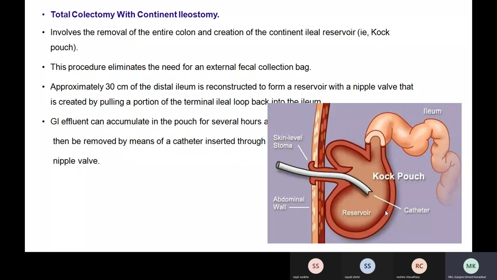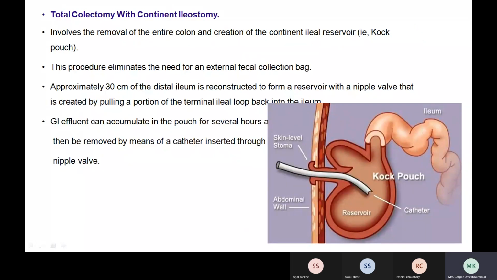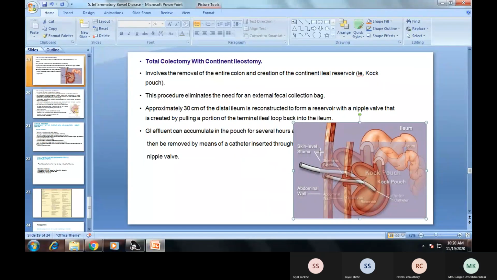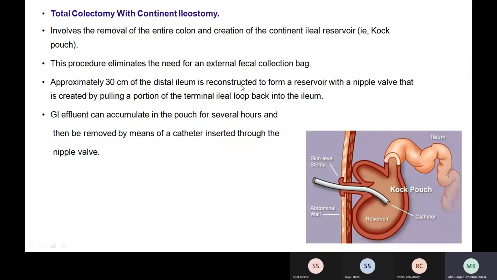So in the previous surgery you have a stoma bag which is outside. Here, internally only, you prepare one reservoir for the fecal content. That is called a Kock pouch. Here approximately 30 centimeters of the distal ileum is reconstructed to form a reservoir with a wall that is created by pulling a portion of the terminal ileal loop back into the ileum. That's how this Kock pouch is created, and there is an opening on the skin, you can see.